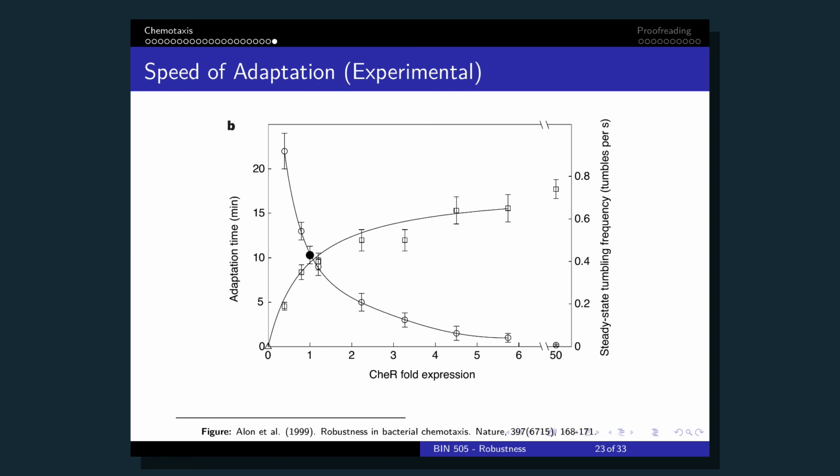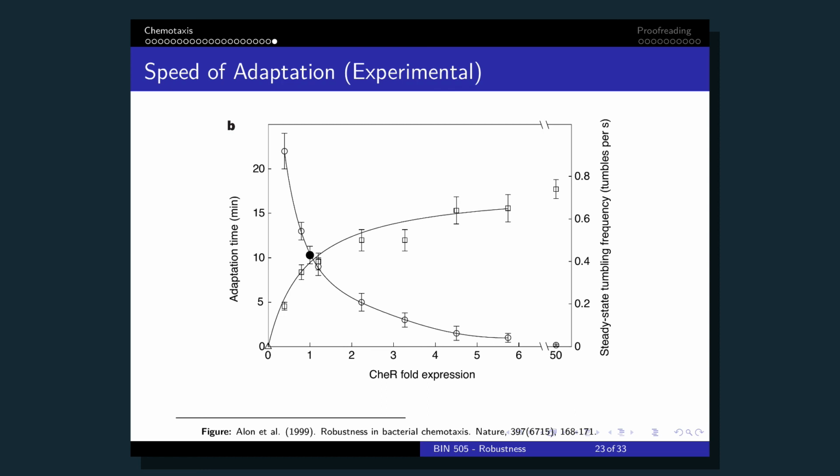So when you reduce CheR, the bacteria take longer to adapt, and their overall steady state tumbling frequency is less. On the opposite end of the scale, if you look at something like 6 times the normal amount of R, the steady state tumbling frequency is increased to 0.6 tumbles per second, and now they adapt within a couple of minutes. So you can see again that as you have more CheR expression, higher amounts of CheR in the bacterium, it becomes more nervous, and as there's less CheR, it becomes a calmer bacterium.